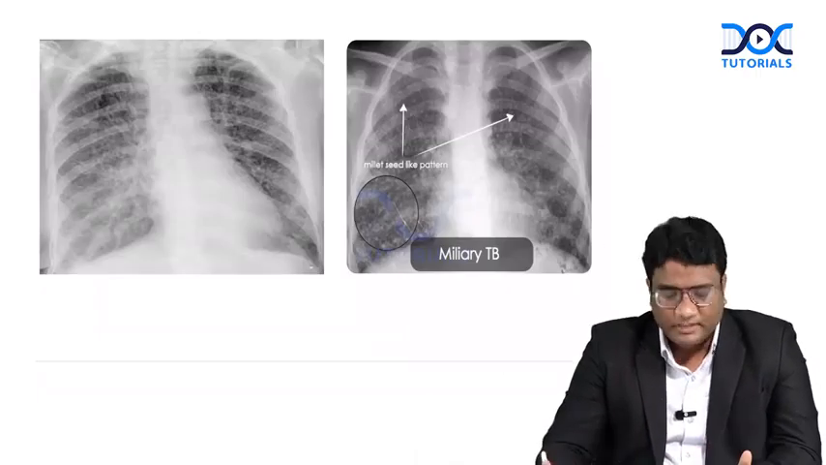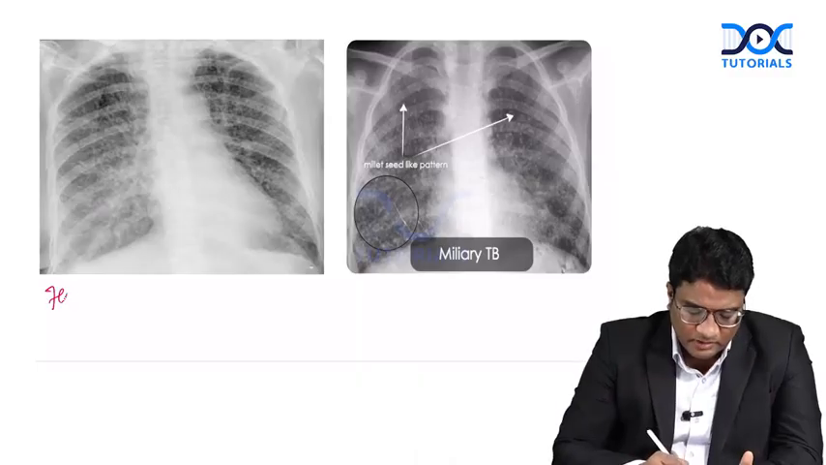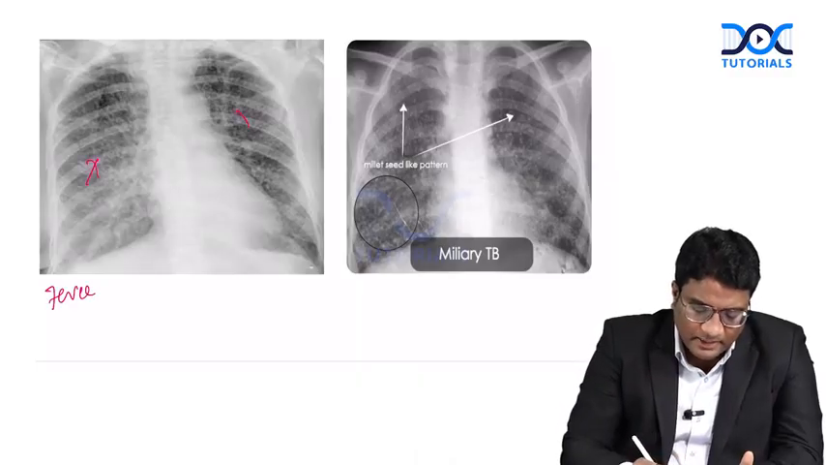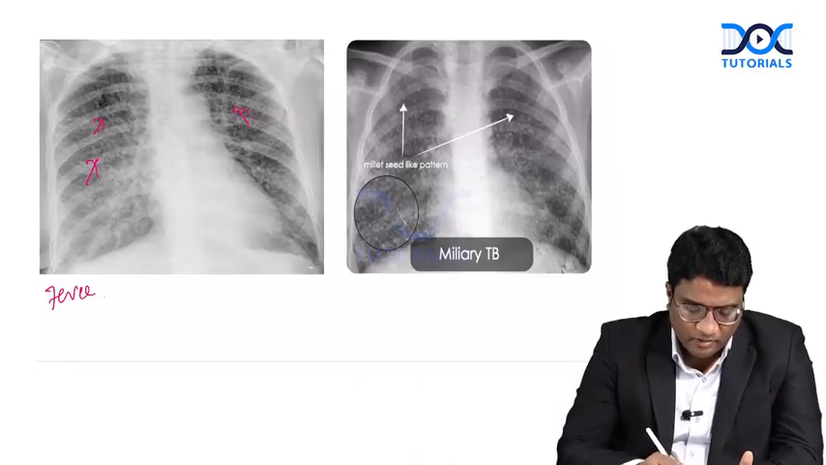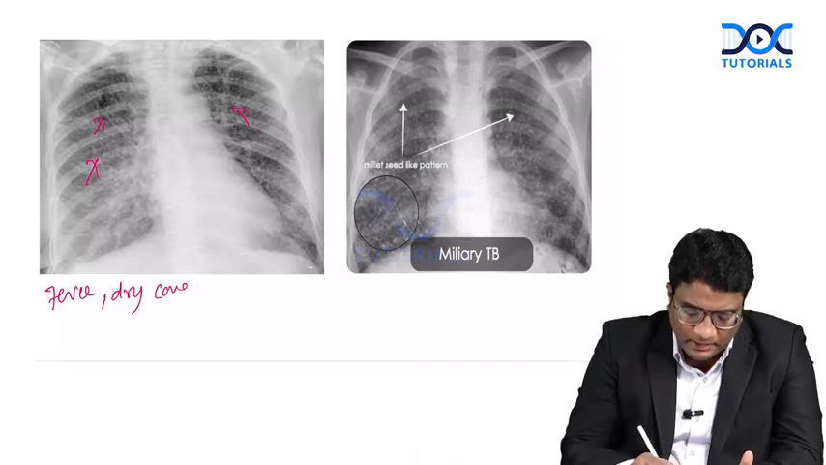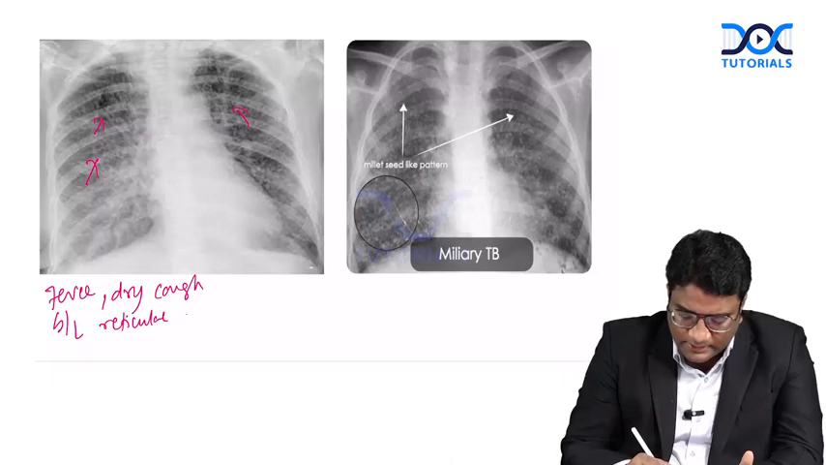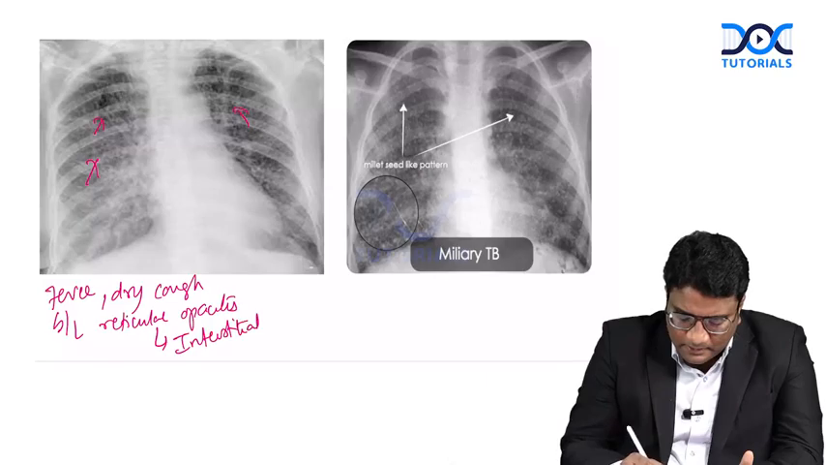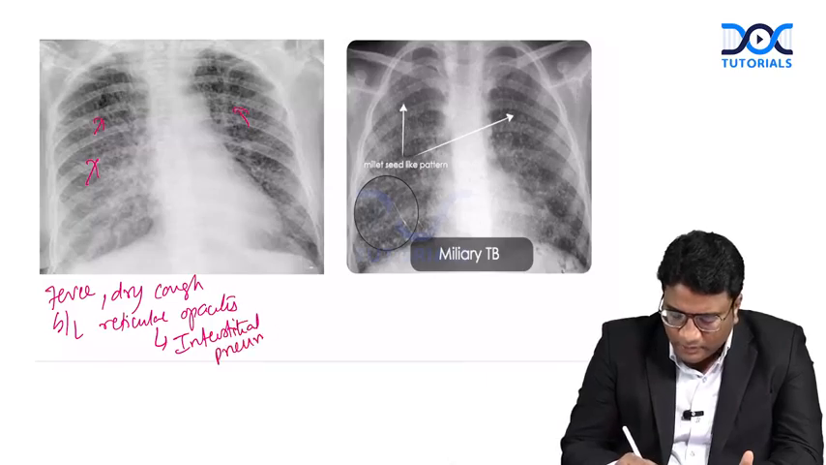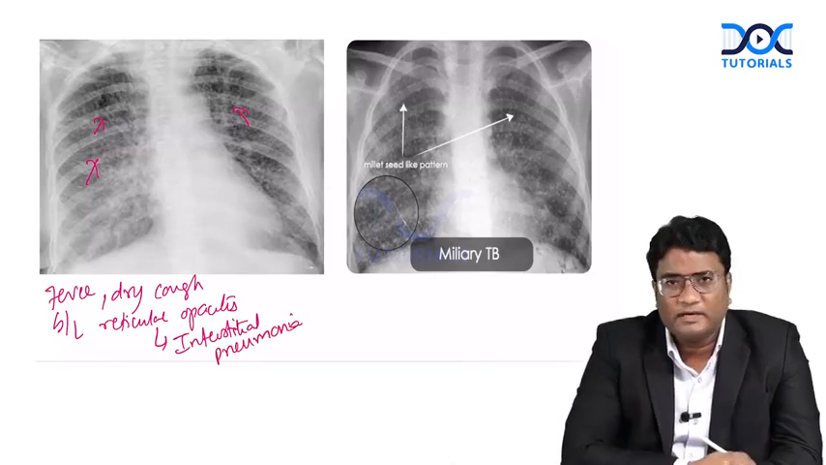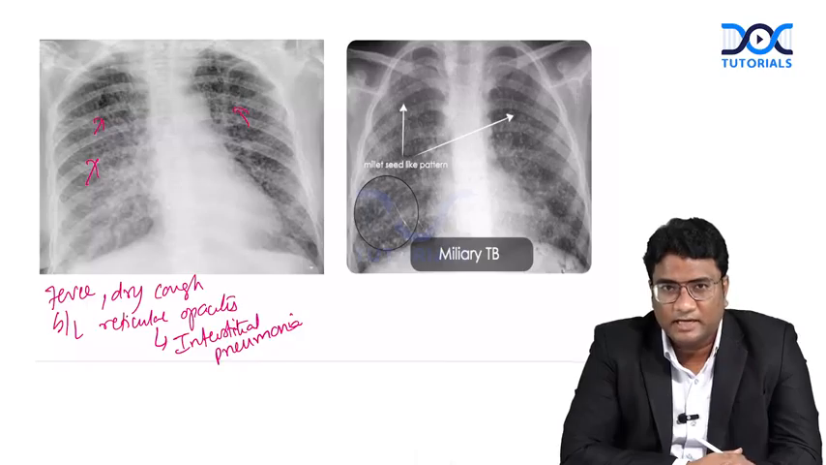Now look at this chest radiograph. This is a fever patient with bilateral reticular opacities in the lung fields and dry cough. He has bilateral reticular opacities, network-like lines, bilaterally in the lung fields. This is suggestive of interstitial pneumonia. Viral pneumonias, mycoplasma, legionella, these are interstitial pneumonias. They show bilateral lung fields with reticular opacities.